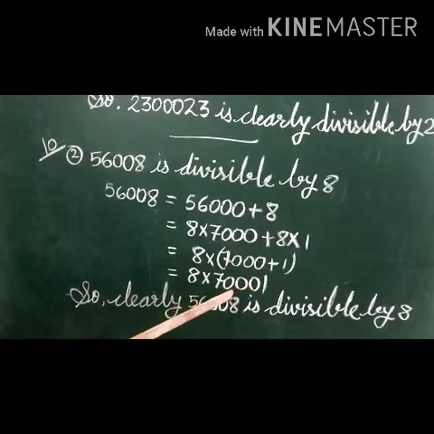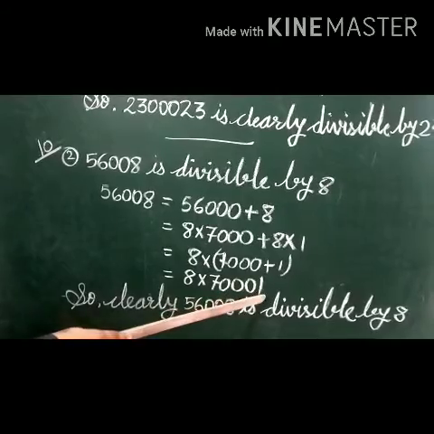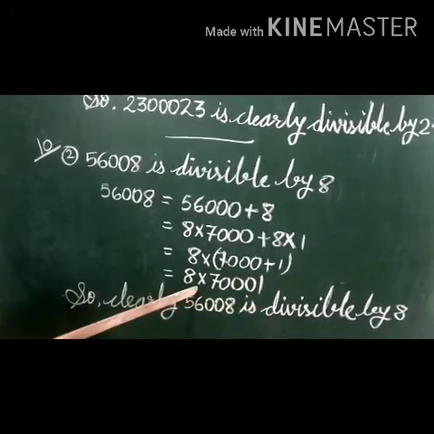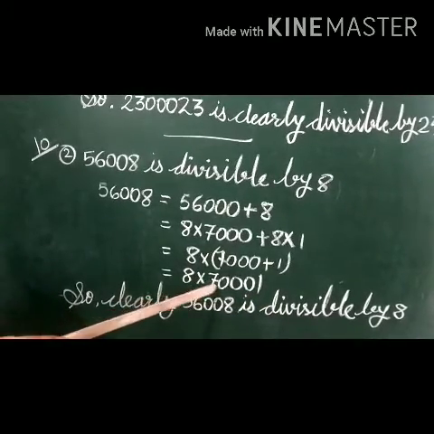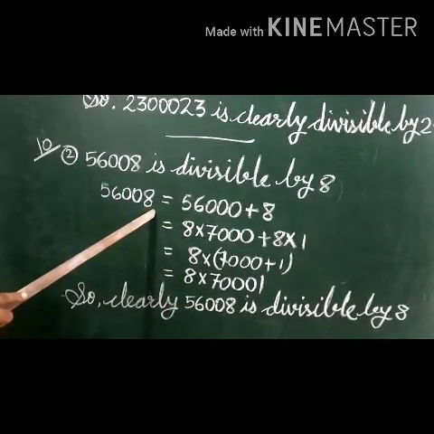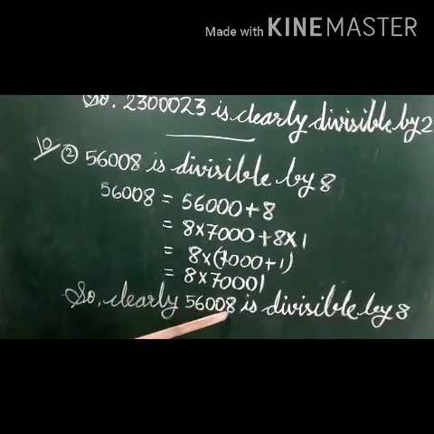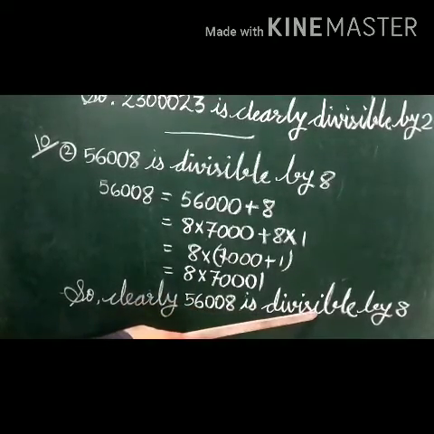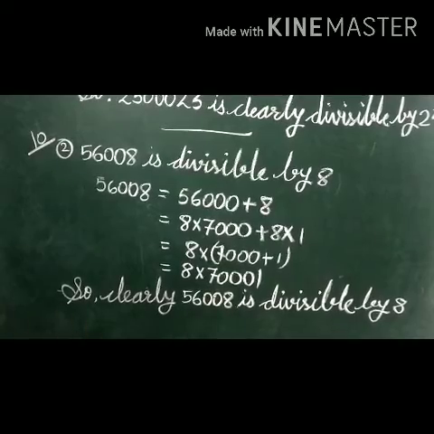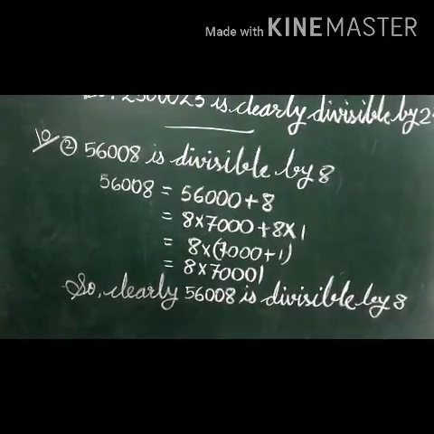So our step is 8 multiplied by, in the bracket, 7,000 plus 1. We can write this as 8 multiplied by 7,001. So this multiplication also shows that both of these are factors of 56,008. It means it is clear that 56,008 is divisible by 8. So students, like that you can solve the remaining two examples.